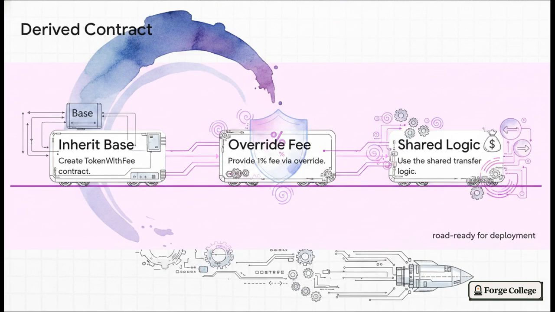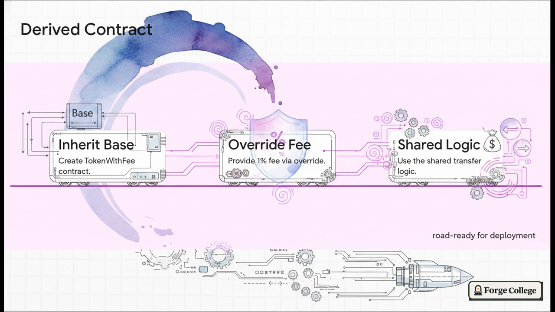So how does this build into our final product? Well, step 1, we create a new contract called token with fee, and we tell it to inherit from our fee base. Step 2, this derived contract steps up to finish the job. We write the calculate fee function, we throw in the override keyword, and we supply the missing engine. Let's say we implement a simple 1% fee math.